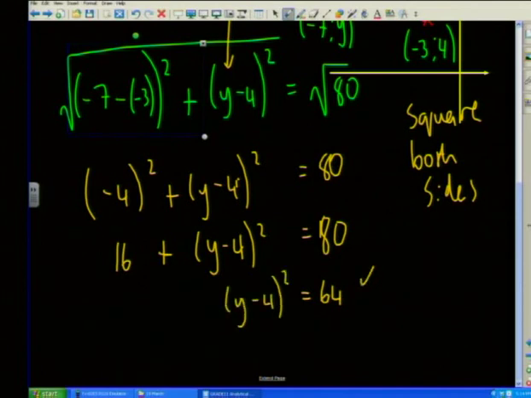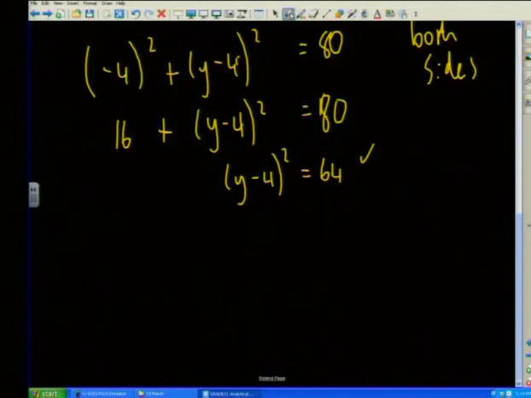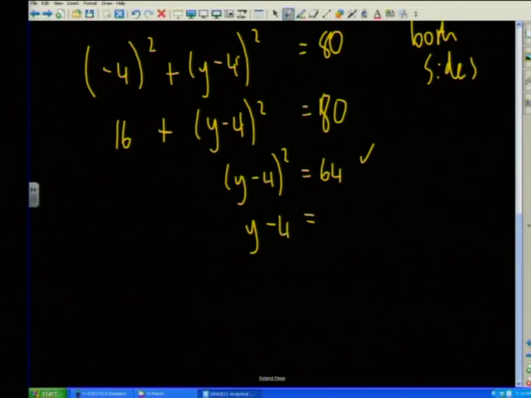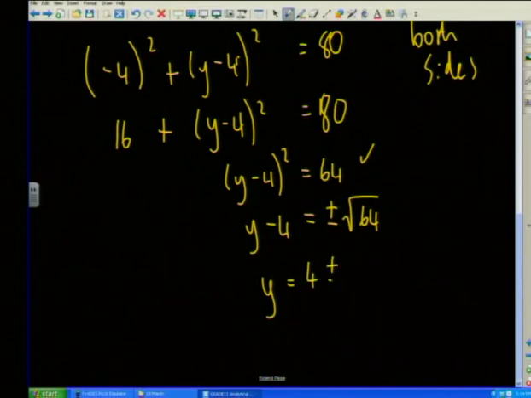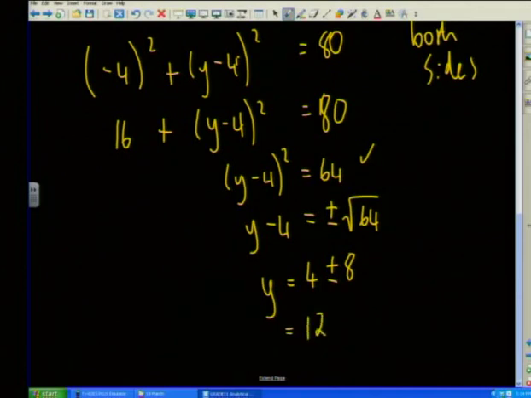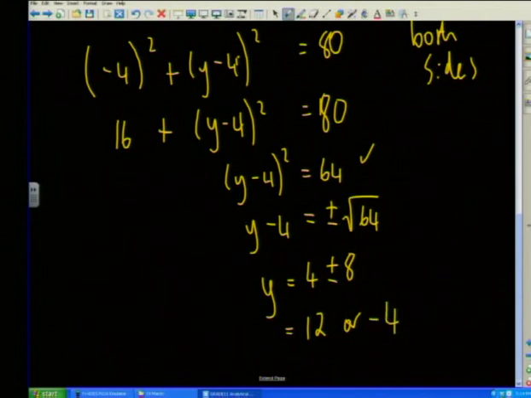And now I can square root both sides. And so when I square root both sides, I know that y minus 4 is going to be equal to plus or minus the square root of 64. Okay, and the square root of 64 is 8. And so my answer then is going to be y is equal to 4 plus or minus 8. And that gives me two nice answers. 4 plus 8 is going to be 12, or 4 minus 8 is going to be negative 4. And so there we can solve for our two unknowns.